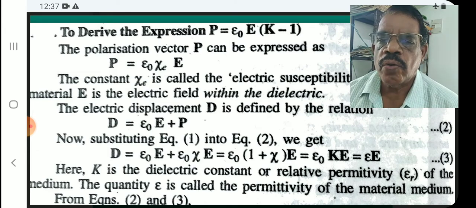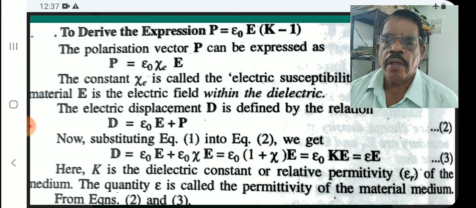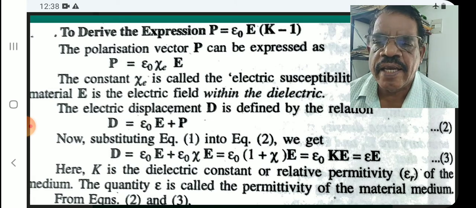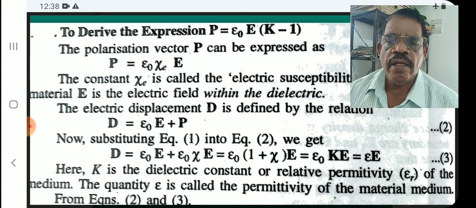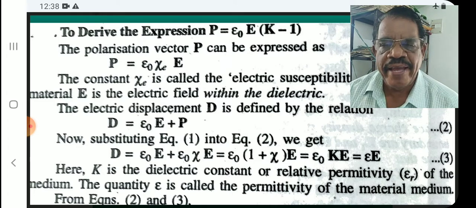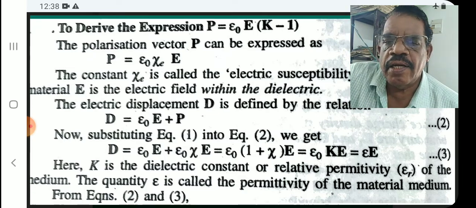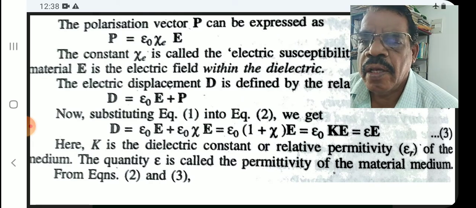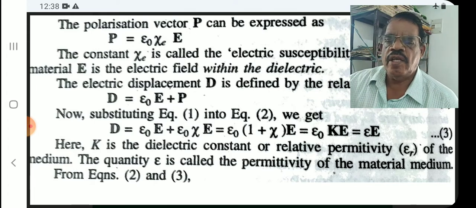Epsilon 0 we can take out, epsilon 0 into 1 plus chi E into E. And 1 plus chi we write as K or epsilon R. So we get D is equal to epsilon 0 epsilon R E or epsilon 0 K E. That is, epsilon 0 epsilon R or epsilon 0 K is equal to epsilon, the permittivity of the medium. Here K is the dielectric constant or relative permittivity epsilon R of the medium. The quantity epsilon is called permittivity of the material medium, and you remember epsilon is epsilon 0 epsilon R.